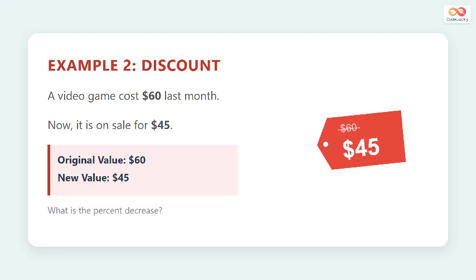Now let's try a decrease. Suppose a video game used to cost $60 but is now on sale for $45. Here, 60 is our starting point, or original value, and 45 is the new value.